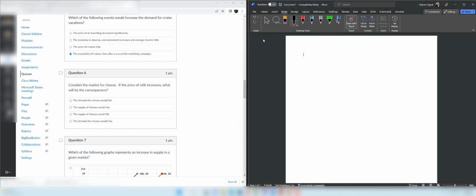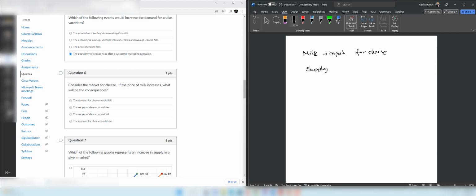Question number 6. Consider the market for cheese. If the price of milk increases, what will be the consequence? So milk is an input for cheese, okay? So it's all about producers now, because as a buyer I don't care what the input prices for cheese producers are, okay? So for that reason, input prices, okay, let's write now the supply side.